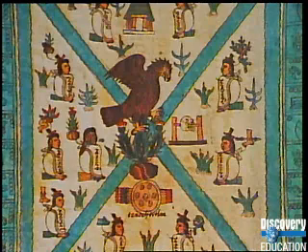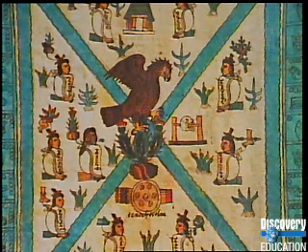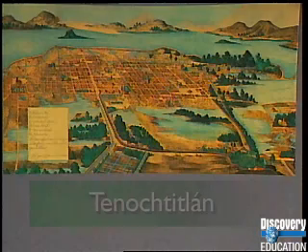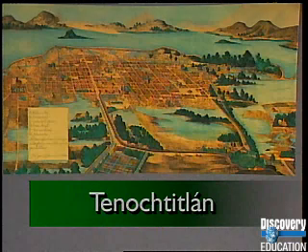The vision told them that they would establish their new place to live where they found an eagle perched on a cactus eating a snake. Well, they wandered for years until one day they came to a lake. And on a small island in the center of the lake, they saw an eagle on a cactus eating a snake. So they started building Tenochtitlan, which would become Mexico City, on this island in the lake.